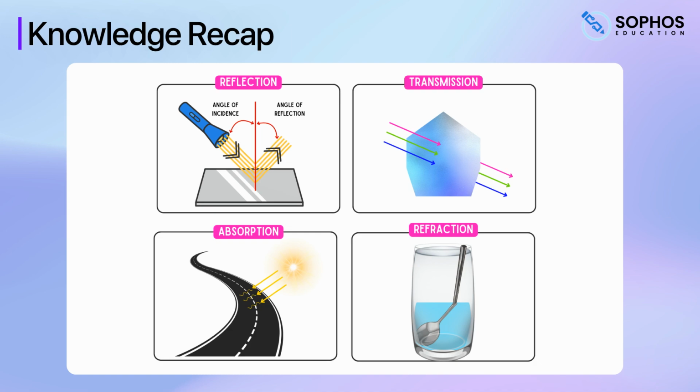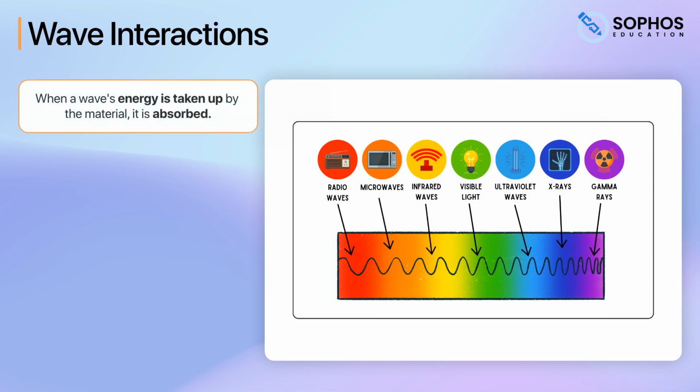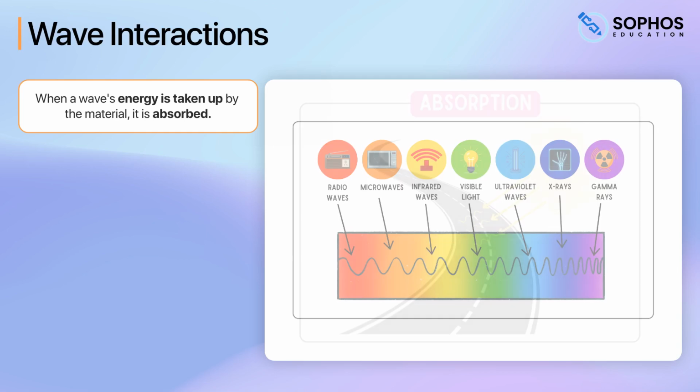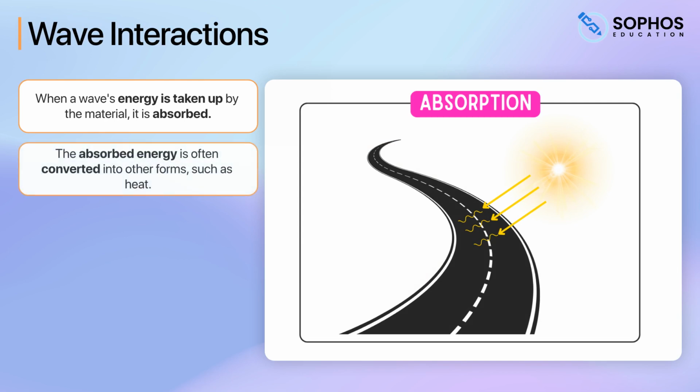Let's get started. First, let's recap wave interactions at boundaries. When a wave encounters a material or boundary, it can exhibit one or more of the following behaviors. Starting with absorption. When a wave's energy is taken up by the material, it is absorbed. The absorbed energy is often converted into other forms, such as heat.